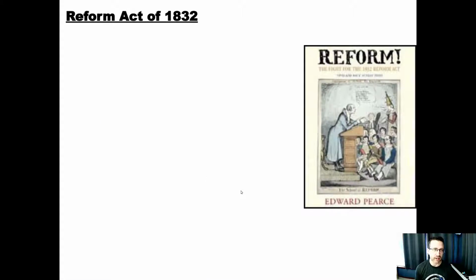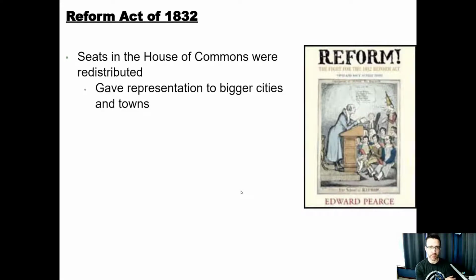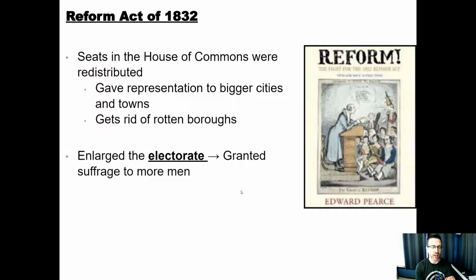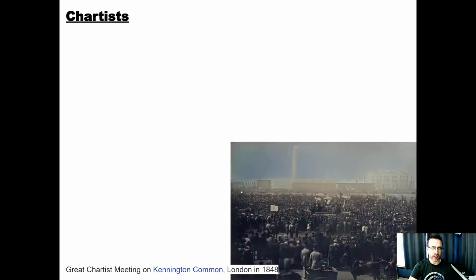So these were issues. And there was the Reform Act of 1832 that tried to address some of these, not all of it. The seats in the House of Commons were redistributed, so the Rotten Boroughs weren't as big an issue. It gave representation to bigger cities and towns, so it's representing populations better. And they enlarged the electorate, and it basically granted suffrage to more men, if you were over 30 years old, for example, and gave the middle class a greater voice in government. It wasn't just wealthy landowners. It could now be people in the middle class as well.